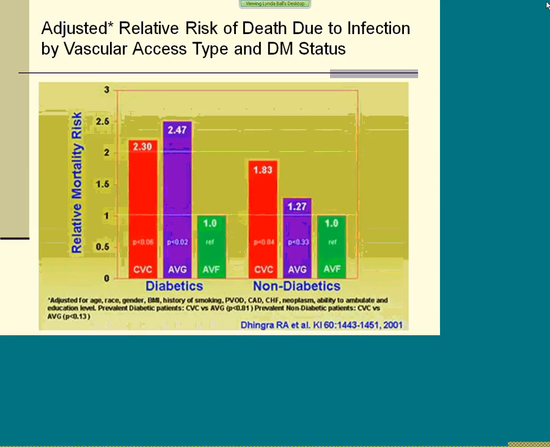And then we want to look at the adjusted relative risk of death due to infection by vascular access type. Dhingra and his group have done a lot of the looks at the different types of problems associated with vascular access and the comorbidities. So you can see that it's tremendously higher death due to infection in the diabetic population with a graft, even much higher than with catheters, surprisingly.